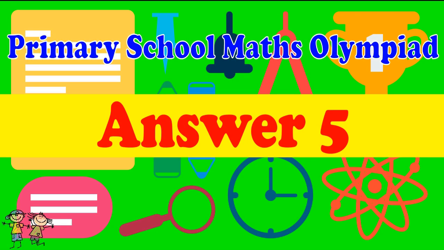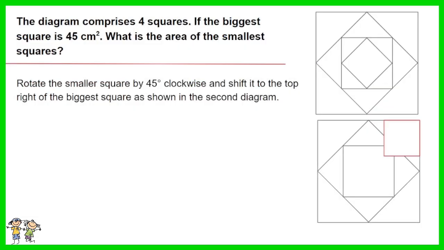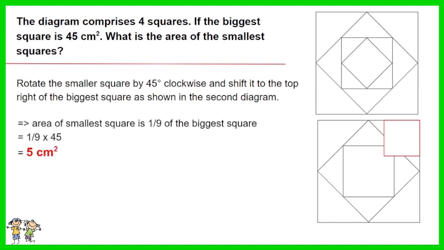Answer for question 5. Rotate the smallest square by 45 degrees clockwise and shift it to the top right of the biggest square, as shown in the second diagram. The second diagram shows that the area of the smallest square is 1/9 of the biggest square, which is 1/9 of 45. The answer is 5 centimeters squared.